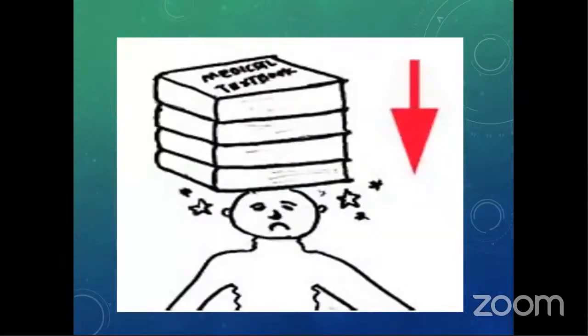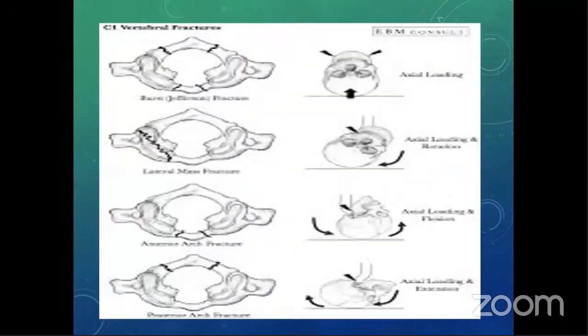This illustration clears the concept of axial loading. Here you can see that there is a severe blow or stress to the cranium, which ultimately puts pressure on the cervical spine and causes fracture of the atlas. This is another illustration which shows how axial loading results in the fracture of the atlas. Also, axial loading combined with rotation, flexion, and extension further aggravates the injury.